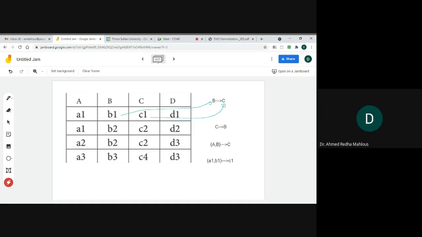For A4, AB, yes. A1, B. I will just look on the left-hand side here. A1 B1 and A1 B2. It's different. No violation.